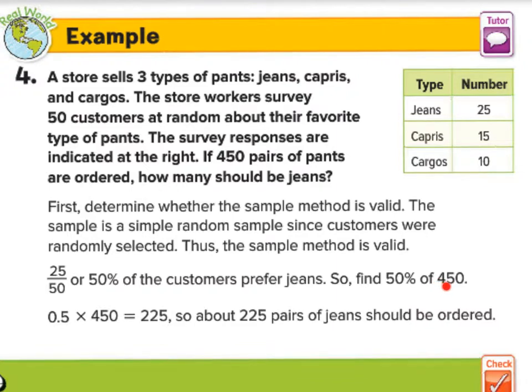So 225, yeah. So what you do is you multiply this number times 0.5, right? Because you cannot multiply percents, but you can multiply the decimal version of the percent. And there it is. 0.5 times 450 is 225. So about 225 pairs of jeans should be ordered. That should be about what we will need.